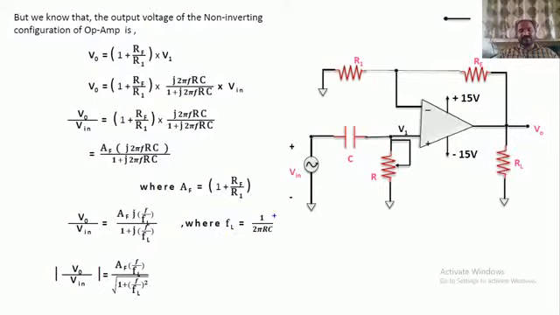Okay, FL equals 1 by 2 pi RC. I am substituting the FL over here. If you substitute the FL, you will get back the previous equation only. That's why I am writing this equation in terms of FL: AF into j f by FL whole by 1 plus j f by FL.